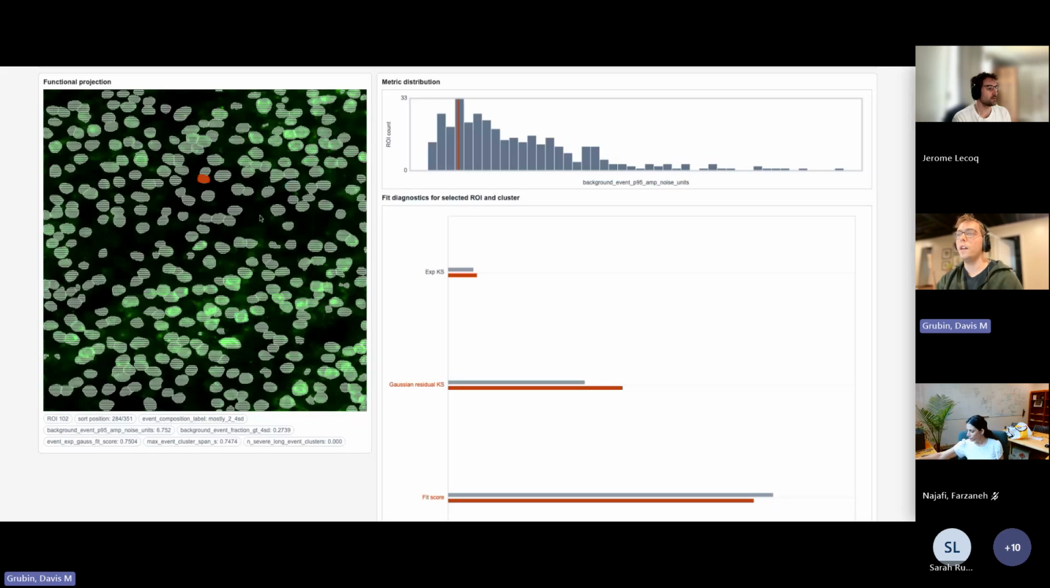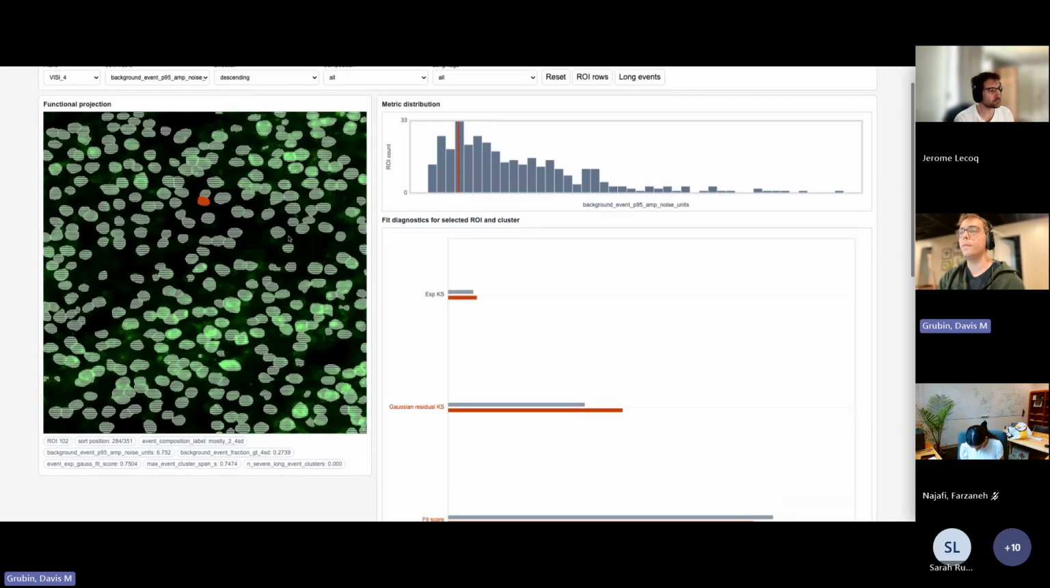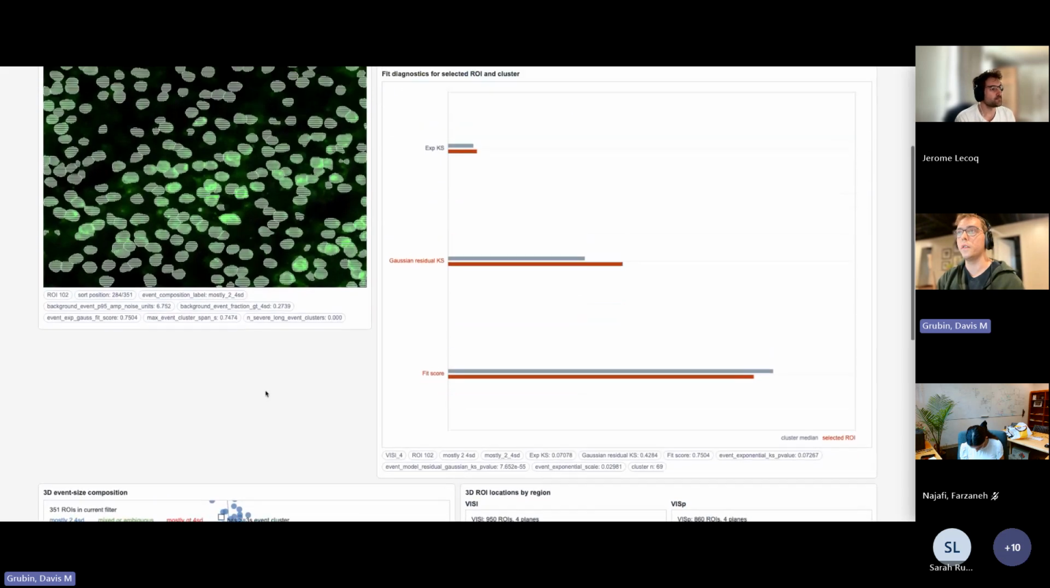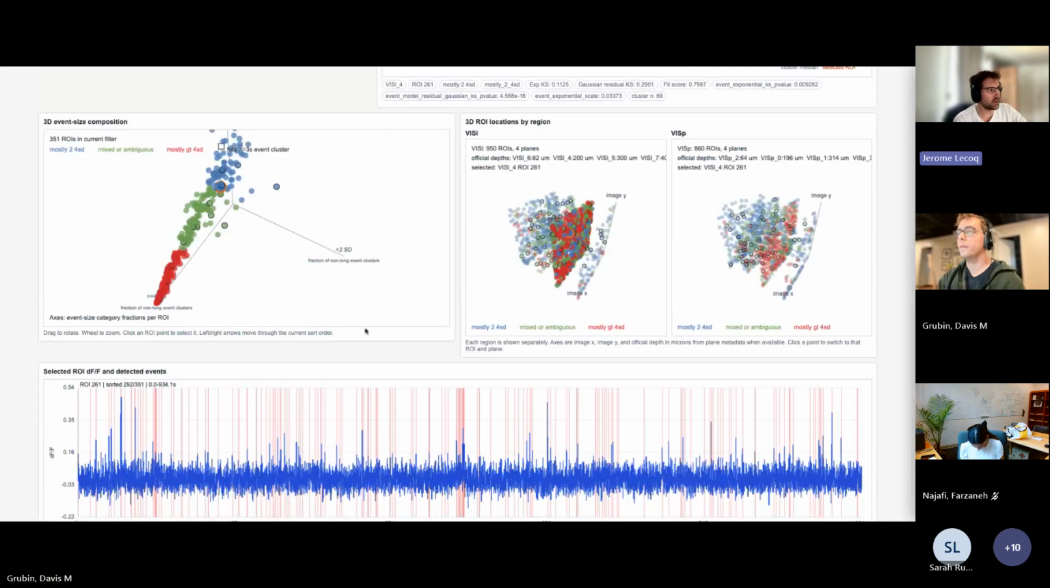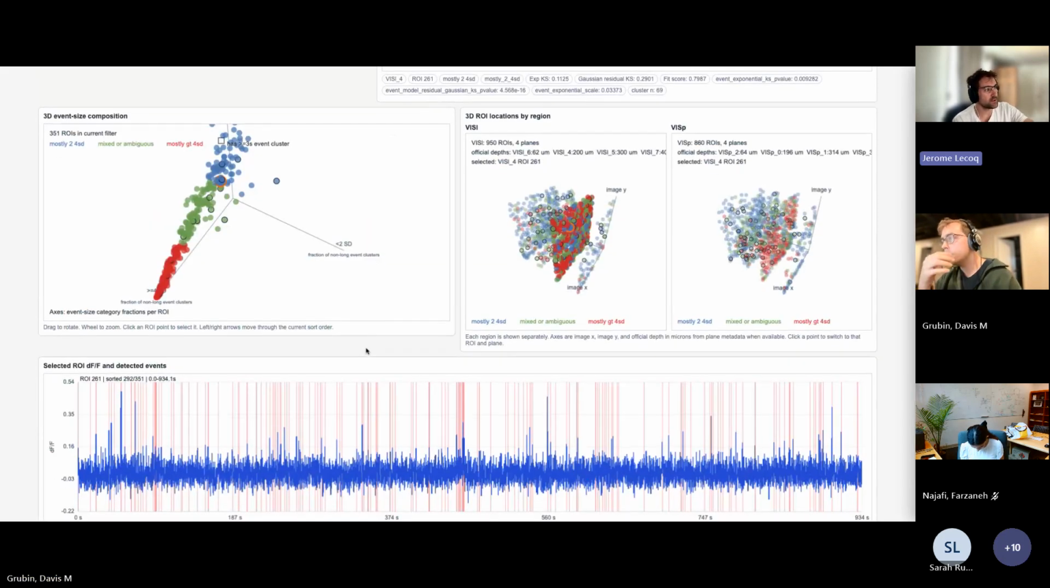I don't think I have area as a metric I can sort on implemented at the moment, but that's definitely something I think we can do. But right here, you can see as you go through the traces, it'll show you. I do want to mention something important here.